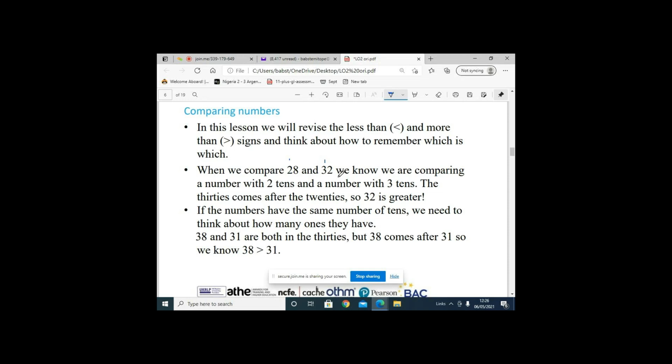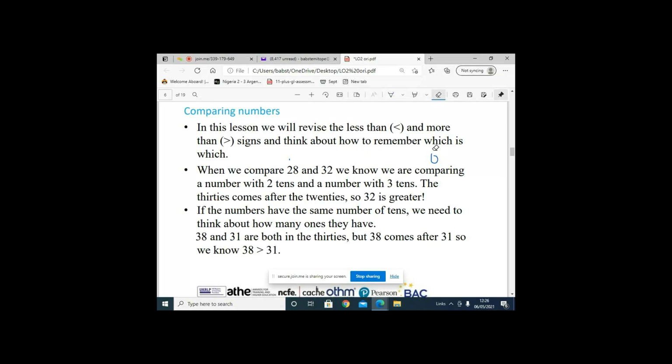If it's 3-digit numbers, like 764 and 920, you compare the hundreds value. So 920 will be greater because the hundreds value for 920 is 9, and the hundreds value for 764 is 7. So 920 will be greater than 764. That's it. So you compare them based on the place value.